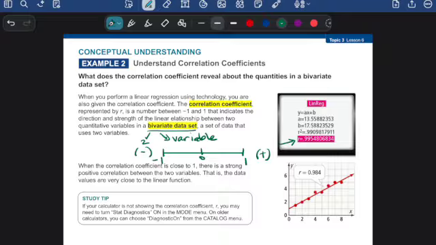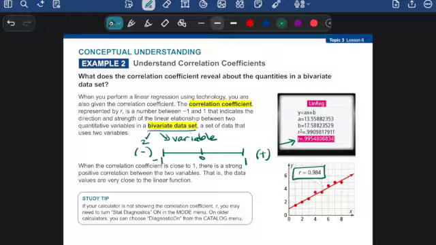So the closer you are to 1 or -1, the better the fit. Here you can see in this graph, our correlation coefficient was 0.984. That is very close to +1. It is positive because the slope of our trend line is positive. That is very close to 100%. That's 98.4%. That's a pretty good fit.